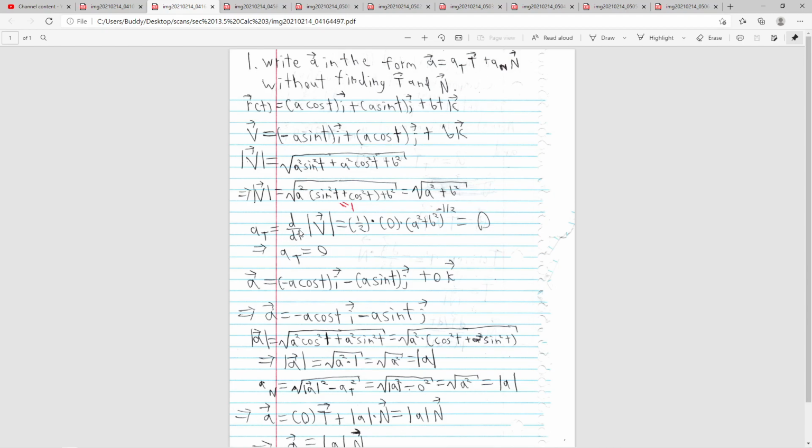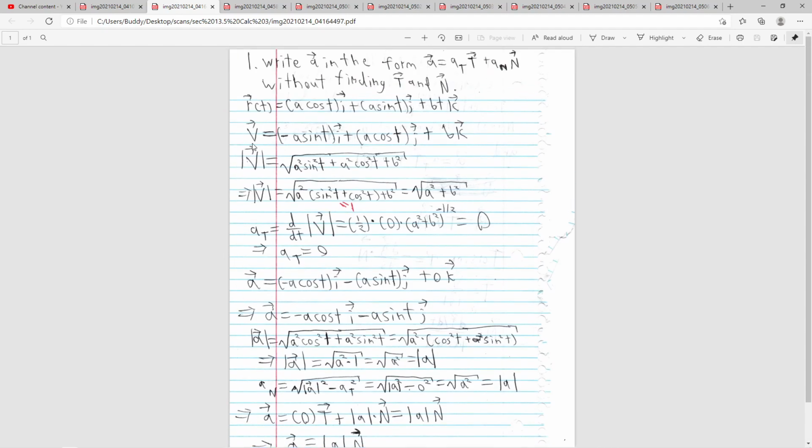a_T is equal to the derivative with respect to t of the magnitude of v, which is equal to 1/2 times 0 times a squared plus b squared to the negative 1/2 power, from bringing down the power and taking 1/2 minus 1. But regardless, it's 0. So a_T equals 0, because you multiply by 0, and no matter what, the result is going to be 0.